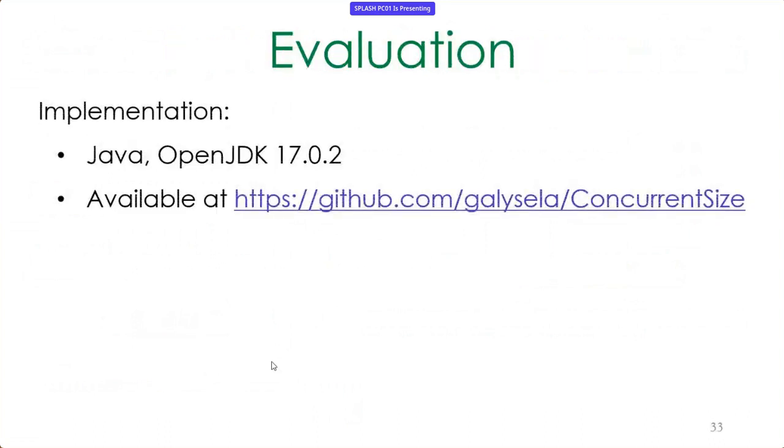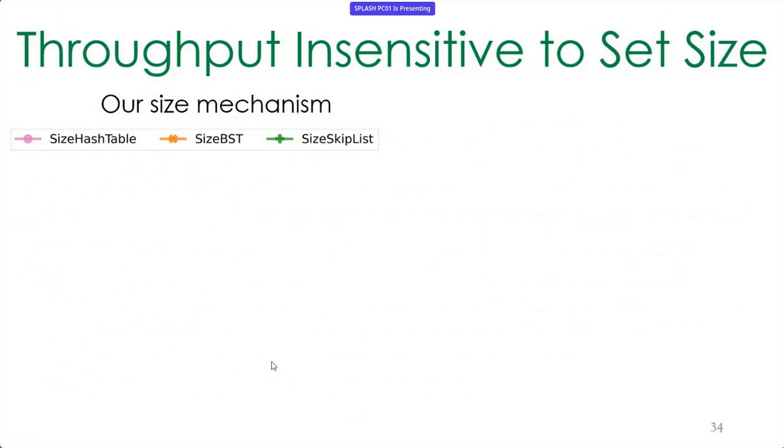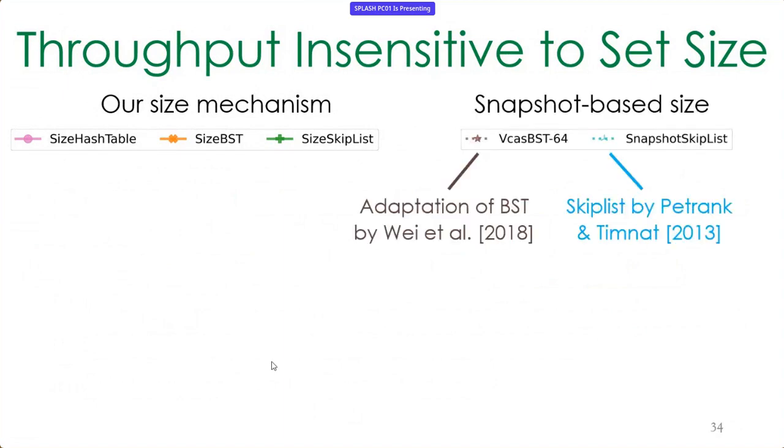Moving on to the evaluation, we implemented our methodology in Java. The implementation is available online on GitHub, and we ran the experiments on a multiple Linux machine. Now, we ran our experiments on 3 data structures that we transformed to use our size mechanism: a hash table, a binary search tree, and a skip list. And we also ran the experiments on snapshot-based implementations taken from the literature in order to compare the throughput of them with ours. And here I'm referring to implementations that are based on taking a snapshot of the whole set.